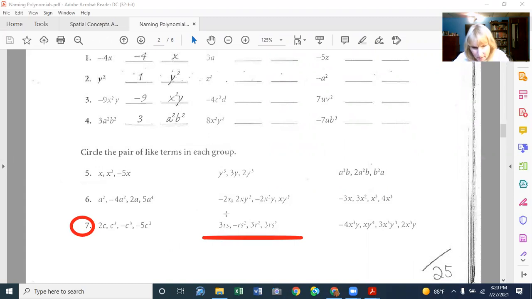Well, I see that this -rs squared has an r and an s squared, and this 3rs squared has an r and an s squared. So those are the like terms. So you got to be very careful.